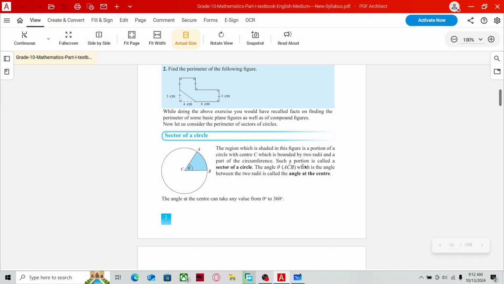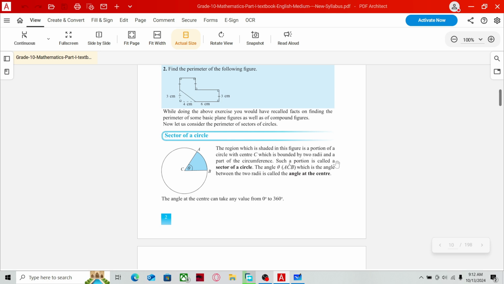So there is a center C given, which is bounded by two radii and a part of circumference. So what does it mean? So you have here two radius, right? I hope you can see, right? You have a radius from C to B. That's one radii, and then another radii C to A. Both the radius are same. Like I said, radius means starting from center point to one end of a circle is called radius, and the double of that is called diameter, right?